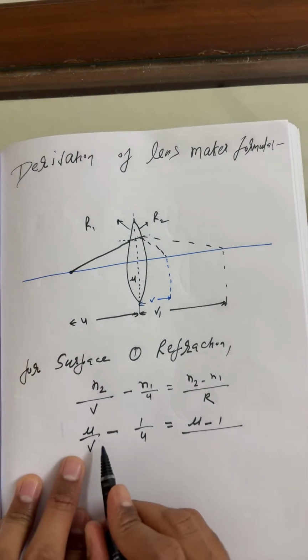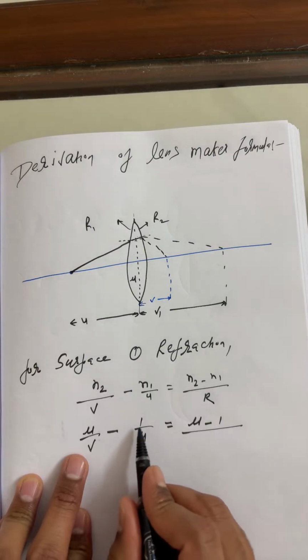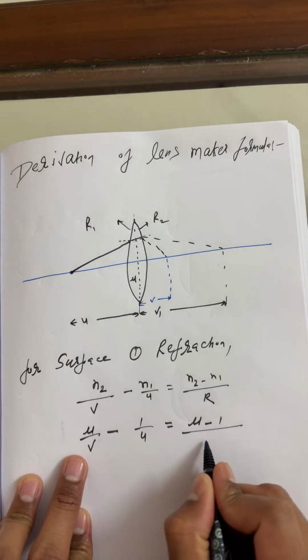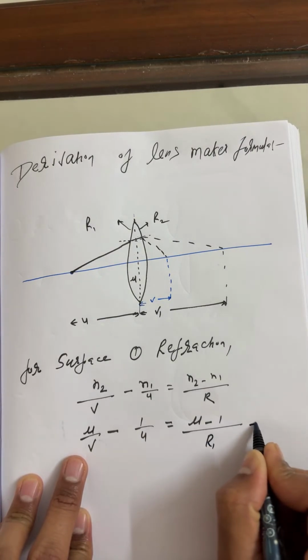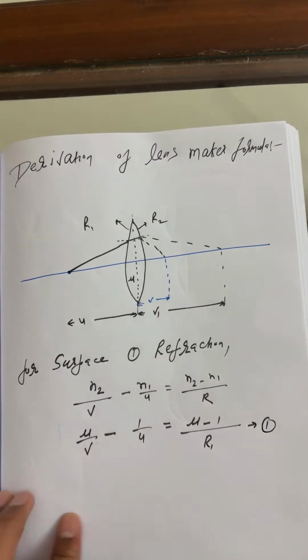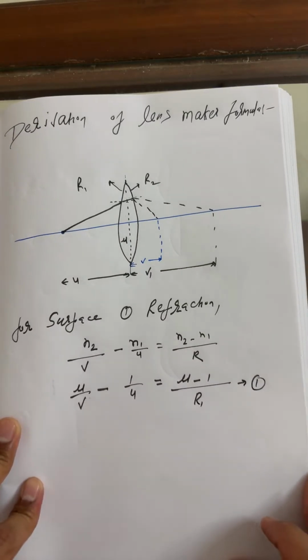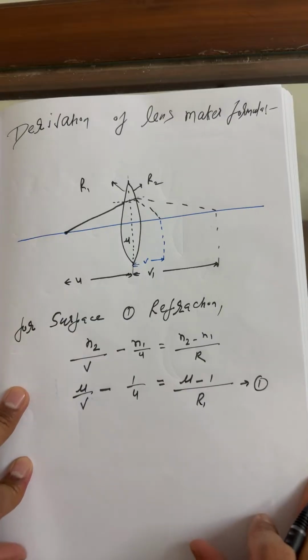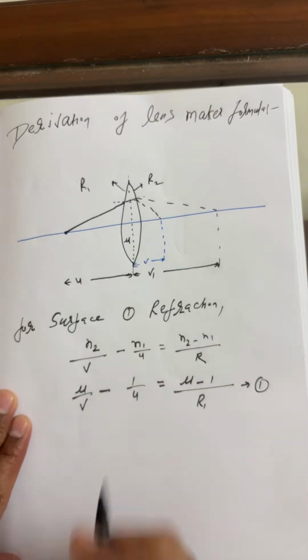So here you can say mu by v minus 1 by u equals mu minus 1 upon R1. Let us call this equation number 1. This is equation number 1.